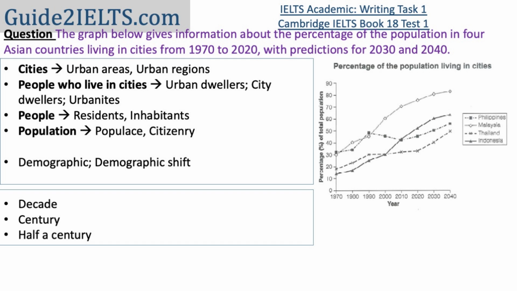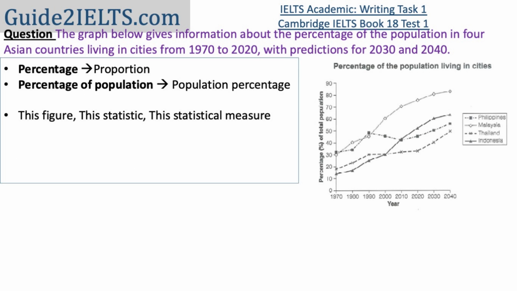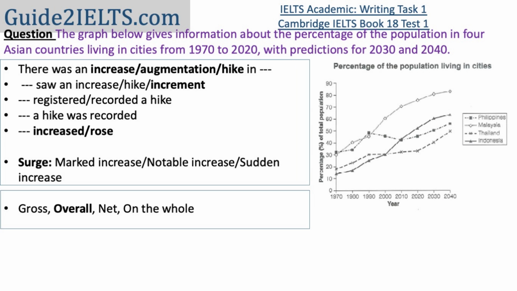Then we have the word percentage. We can change percentage to proportion or maybe ratio, but we can also avoid repeating the word by using words like figure and statistic or using the phrase statistical measure. Look at the different sentence structures here. There are certainly some synonyms of increase being used, such as hike and increment.